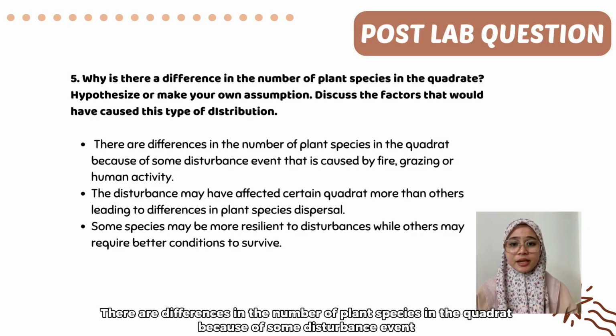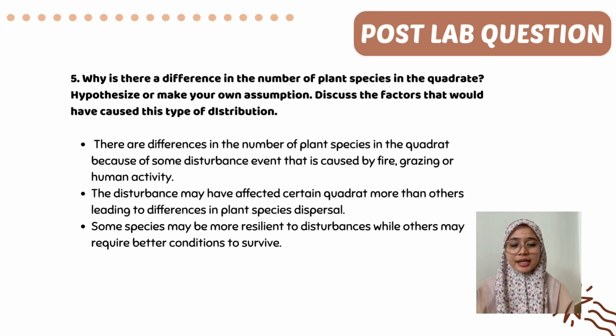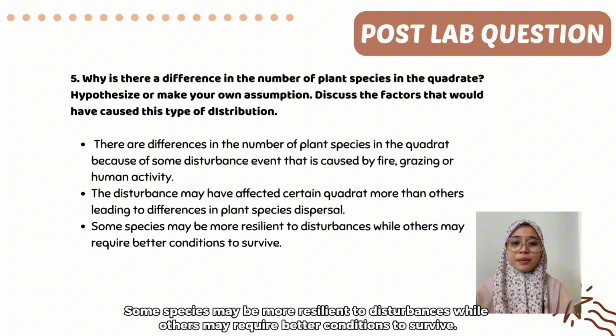There are differences in the number of plant species in the quadrats because of some disturbance events caused by fire, grazing, or human activity. The disturbance may have affected certain quadrats more than others, leading to differences in plant species dispersal. Some species may be more resilient to disturbance, while others may require better conditions to survive.